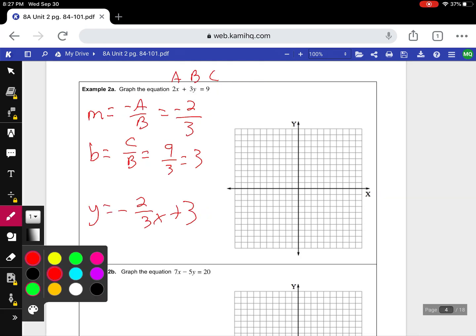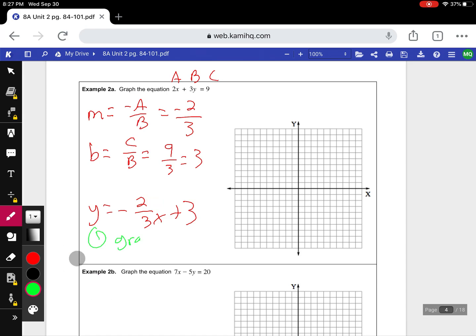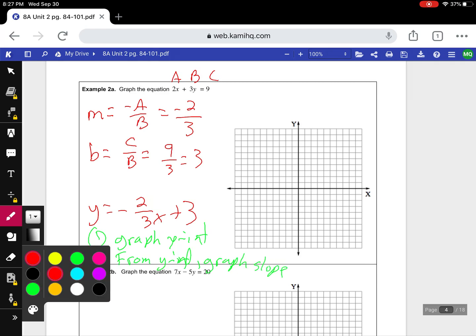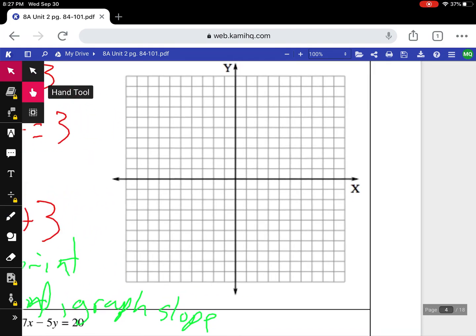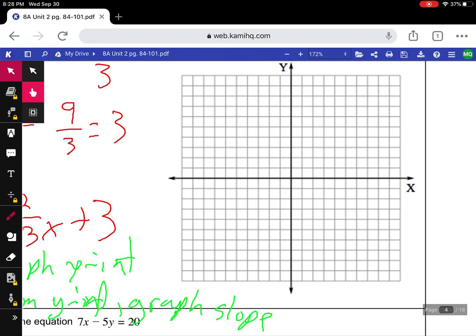And I've got it. Okay, now I just want to make sure you're clear on the order of graphing. We are going to graph the y-intercept. Okay, this is review. And then from the y-intercept, graph your slope. Okay, so let's do that. Actually, let's blow this up a little bit so we can actually see it.